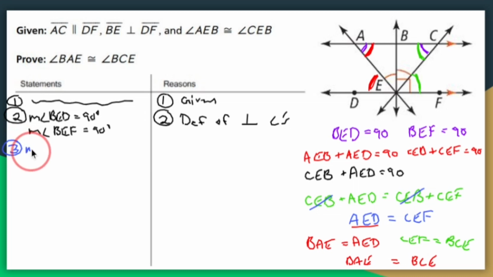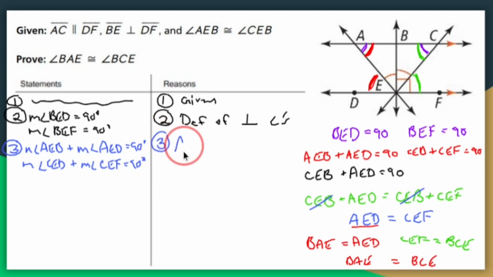The measure of angle AEB plus the measure of angle AED is 90 degrees. And the measure of angle CED plus the measure of angle CEF is 90 degrees. That was because I added these two angles to get that. I added these two angles to get that, angle addition postulate.